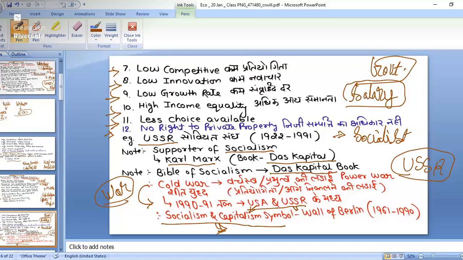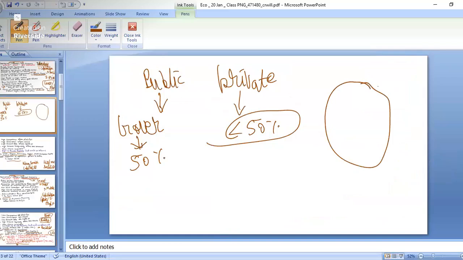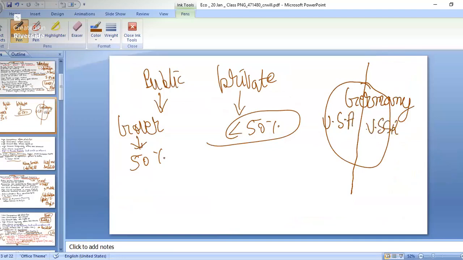If you see the part of Germany, till 1991 when the Cold War was going on, half of Germany was ruled by the USA and half of Germany was ruled by the USSR. Even the capital of Germany, Berlin, was also ruled in halves. It was ruled by the USA and by the USSR. For that superiority only, that war started.